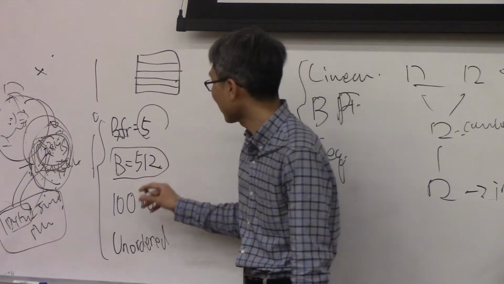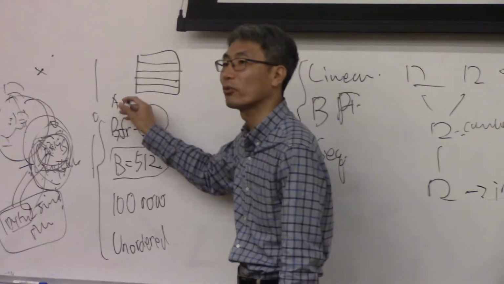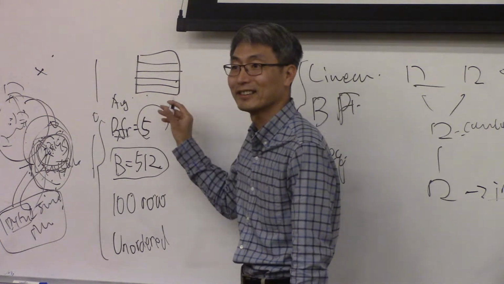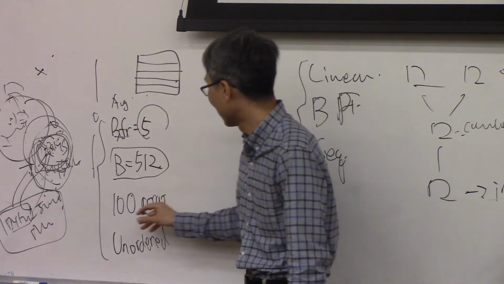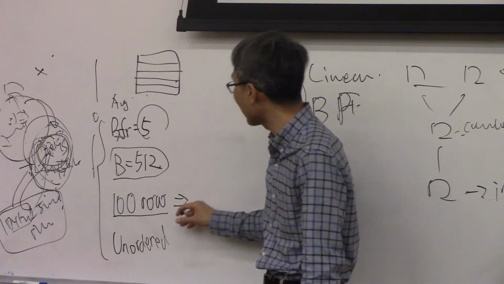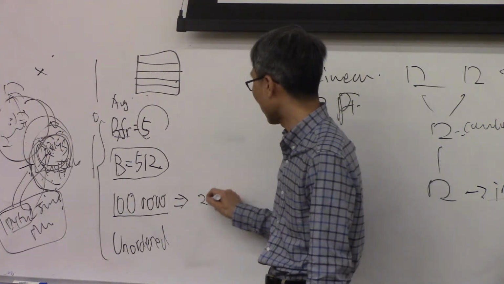Sometimes the average record length is given, for example 100 bytes, and you can calculate the blocking factor. Then 100 rows means how many blocks? 20 blocks.